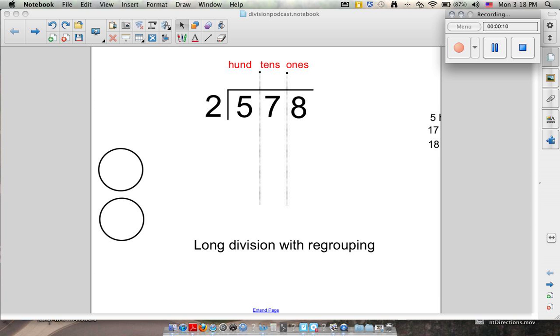The way that you learn division and the way that we are teaching division to your child are very similar, and we're hoping that this podcast will help you support your child when they come home with division.